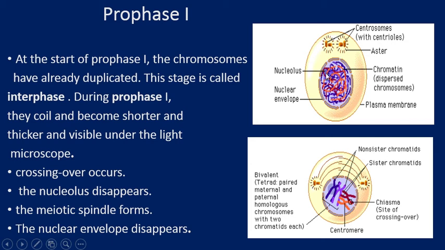And then the nucleolus disappears. Here in this diagram the nucleolus is there, but in this diagram the nucleolus is not here, so it disappears. And the meiotic spindle forms. You can see this spindle. Here we cannot see the spindle, but here there is a formation of spindle. So the spindle forms and the nuclear envelope disappears. Here you can see the nuclear envelope, but here it starts to disappear.